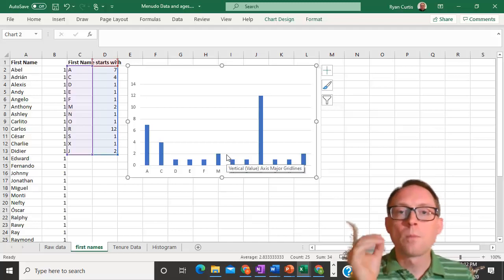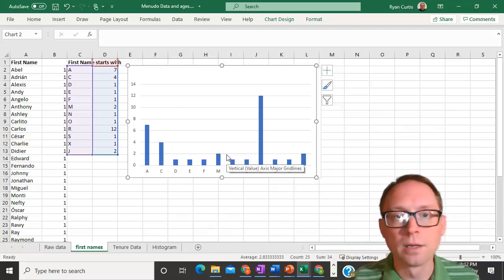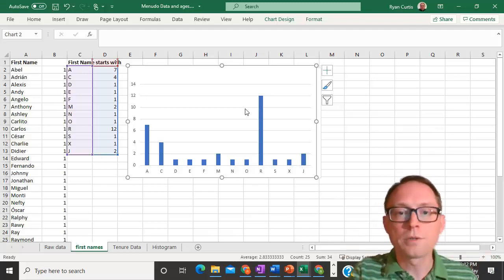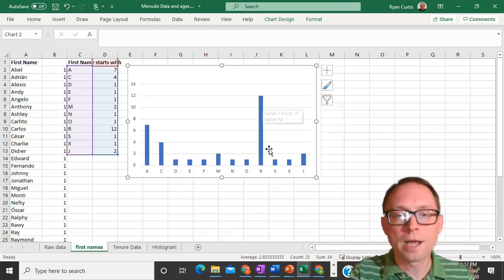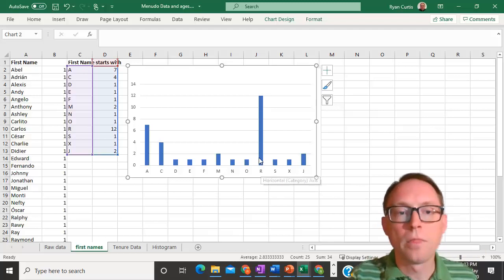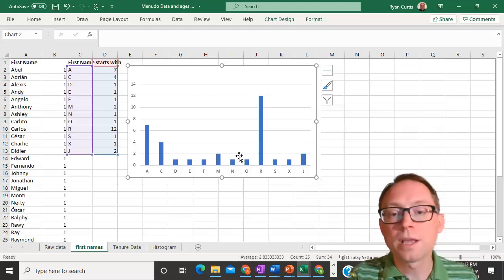Running an average doesn't make any sense on here. Running a median doesn't make any sense on here. The only thing that really makes sense is to talk about frequency. R is the most frequent, right? R has the highest frequency. There are 12 people whose first name starts with R. That's the only kind of data that makes sense here because this is categorical data.